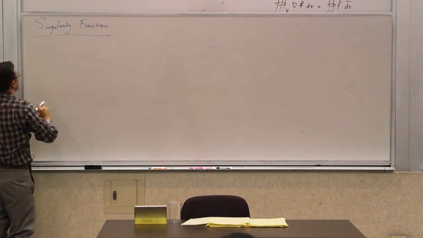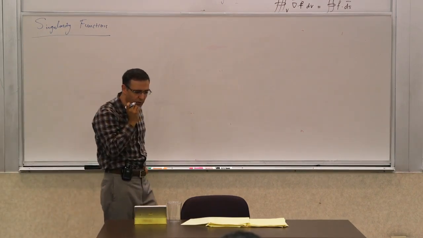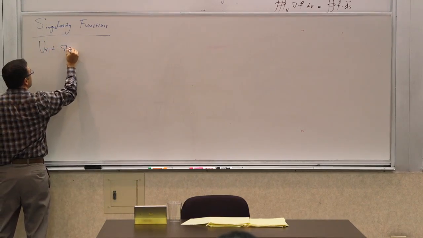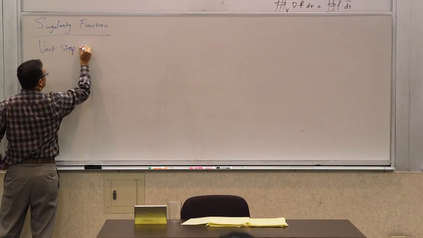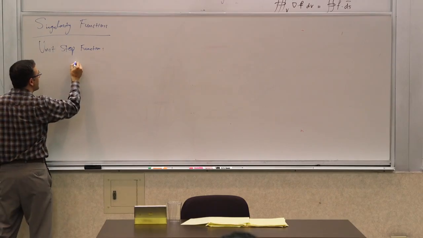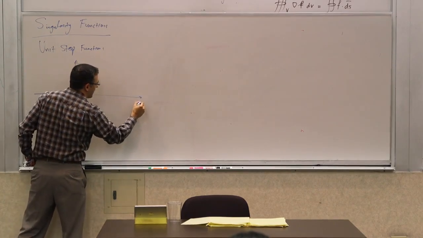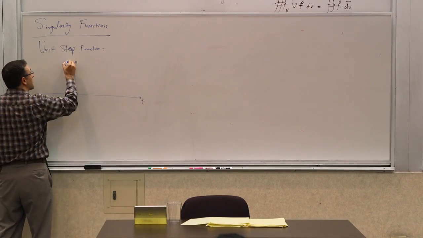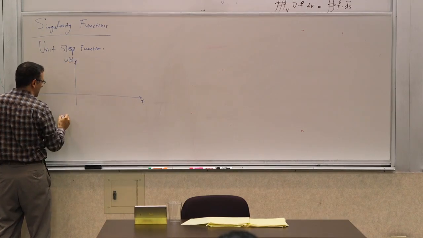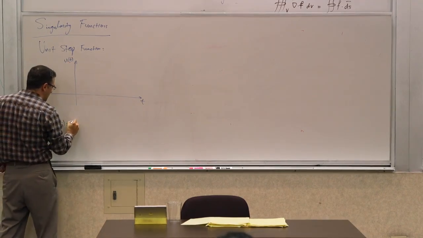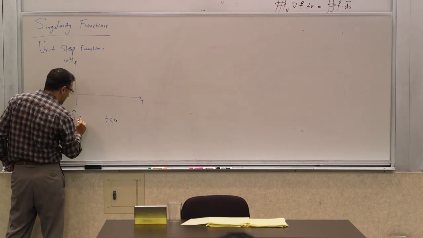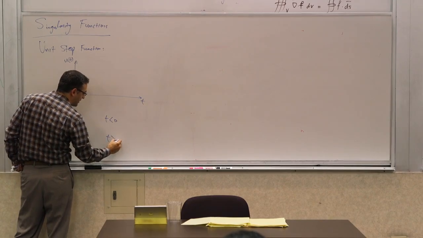So what do we mean by those? Let's start with the simplest of all the singularity functions. The first one we are going to talk about is what we call the unit step function. So what is a unit step function? The unit step function is a very simple function, really. You can define it as a function of x, but we use t because a lot of these things are used in time. u of t is defined to be 0 if t is smaller than 0, and defined to be 1 if t is greater than or equal to 0.